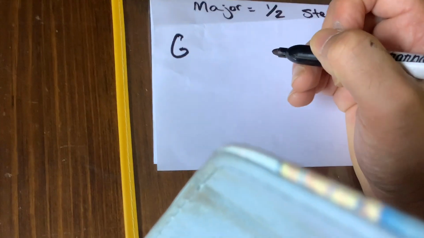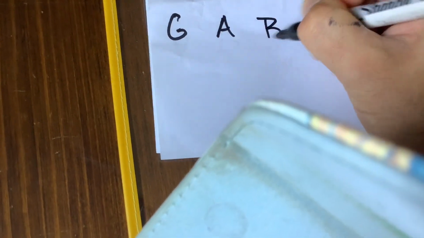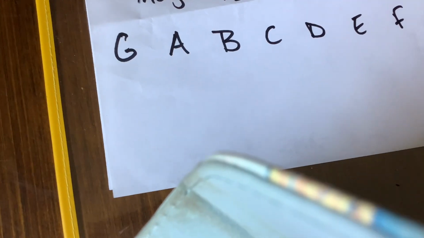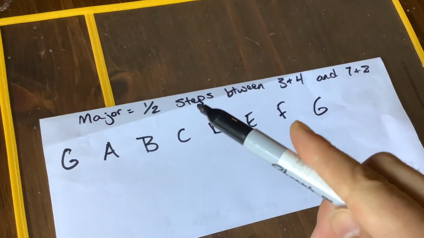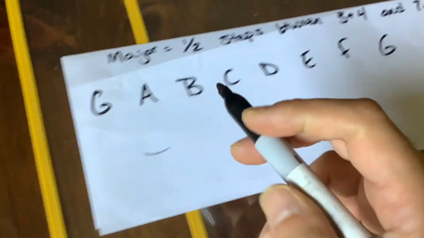So I'm gonna start at G. There's my root. All right, so there's no letter after G in the musical alphabet. So I'm gonna go back to A. G, A, B, C, D, E, F, G. I know in my major scale, I have to have half steps between 3 and 4 and 7 and 8. So I'm gonna put that in before I get started looking at anything.